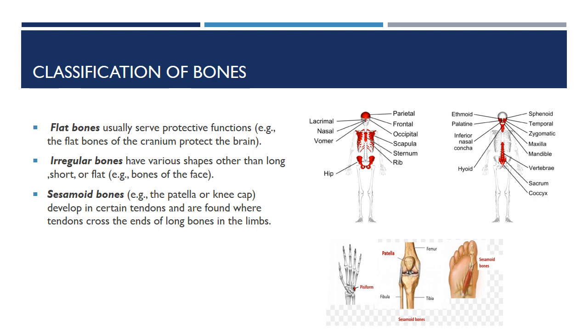Next one is the irregular bones. Irregular bones are bones of mixed shape, such as the bones of the skull, the vertebrae, bones of the face, then sacrum and coccyx. So they contain mostly spongy bone, which is enveloped by a thin layer of compact bone. The last classification is the sesamoid bone. Sesamoid bones develop in certain tendons and they reduce the friction on the tendon. An example of a sesamoid bone is the patella or the kneecap.